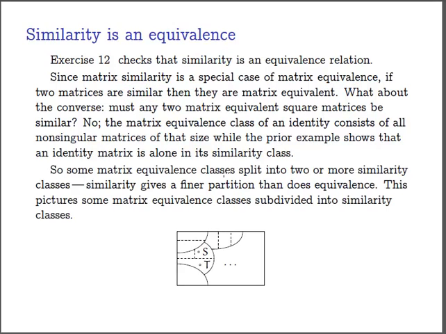Okay. So some matrix equivalence classes split into two or more similarity classes. Okay, so if you have this large set that represents an equivalence class for matrix equivalence, then these smaller divisions represent equivalence classes for matrix similarity. So that's why he says that the matrix similarity subdivides matrix equivalence classes into smaller equivalence classes.